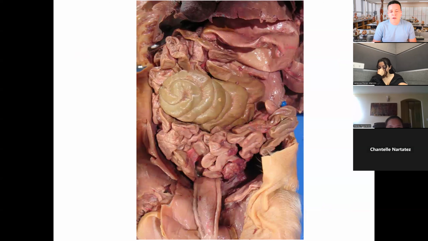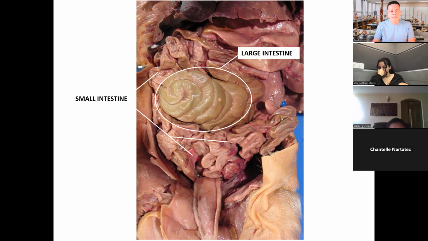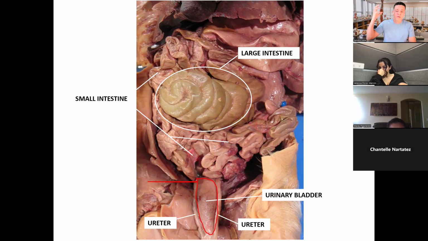Here we have a better view of the intestines. In the middle right here, we can see the large intestine of the fetal pig. And then to the side, all around, we can see the small intestines. And then down below here, we can see the urinary bladder of the fetal pig, and to the side we can see the ureters. What are the ureters? The ureters are going to take urine from the kidneys and send the urine inside the urinary bladder. Okay, and then from the urinary bladder, the urine is going to pass through the urethra and out of the body.